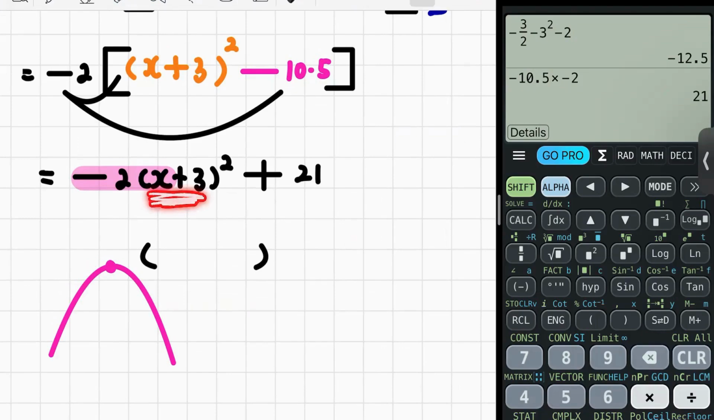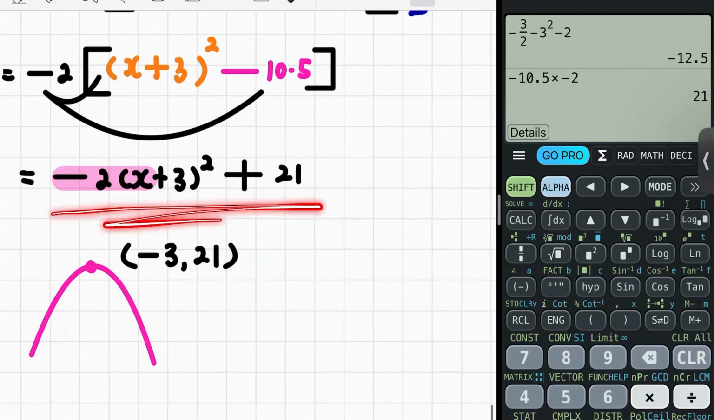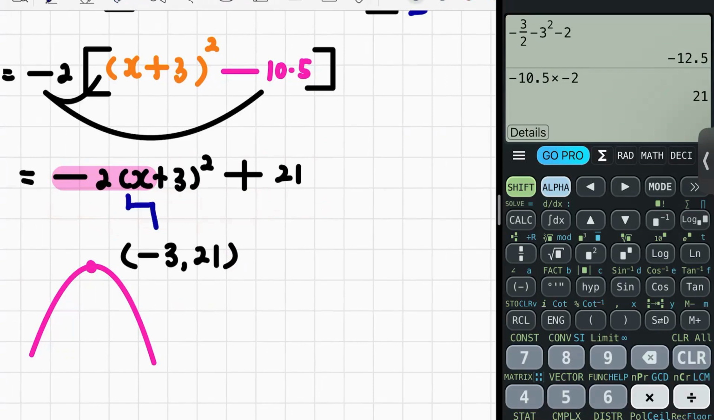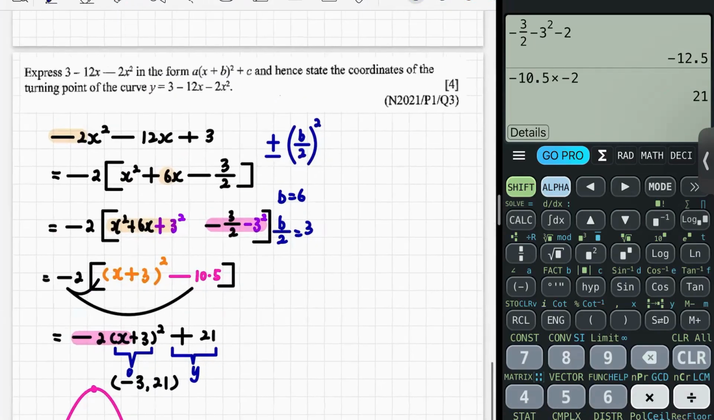This is x plus 3. So how do you make this 0? Your x has to be a negative 3. Okay, your y coordinate, just take whatever that you see at the back, which is 21. All right, so this is how you get the turning point from completing the square. Make sure you find the x value that make this become a 0. Okay, then this is just your y coordinate. Okay, done. 4 marks, very worth it.